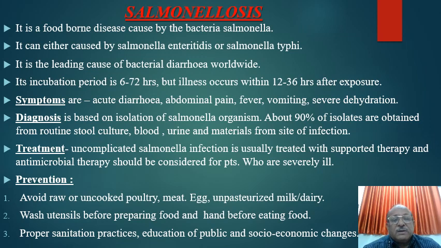Diagnosis is based on isolation of the salmonella organism. About 90% of isolates are obtained from routine stool culture, blood, urine, and materials from the site of infection. Treatment: uncomplicated salmonella infection is usually treated with supportive therapy, and antimicrobial therapy should be considered for patients who are severely ill. How to prevent it?